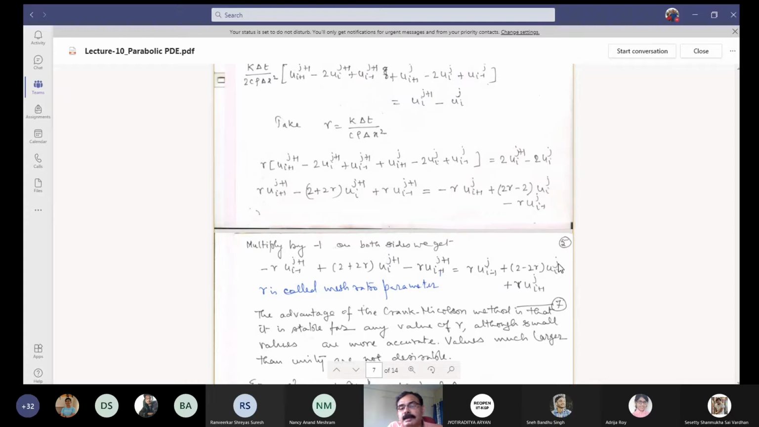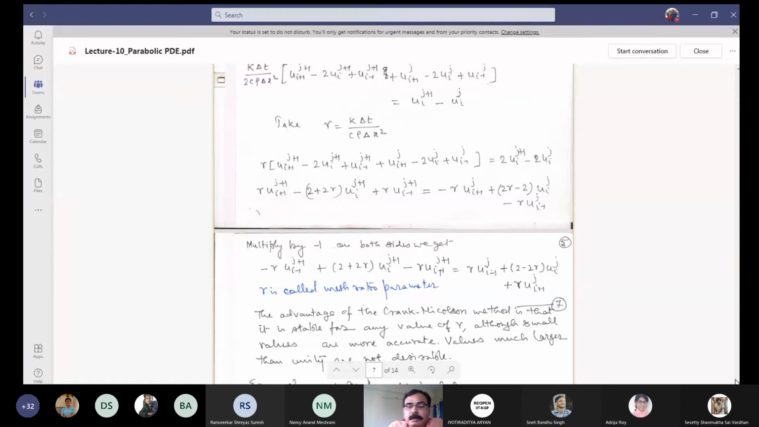On the left hand side everything is at j plus 1, and on the right hand side everything is at j. So if you know the values at the previous delta t value, for all i's obviously, then you can proceed further. But here it involves i minus 1, i and i plus 1 at the new level, so this is an implicit method. Is that right?